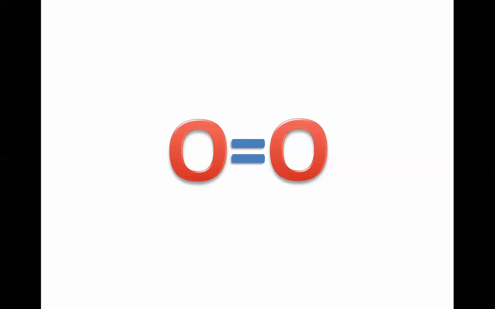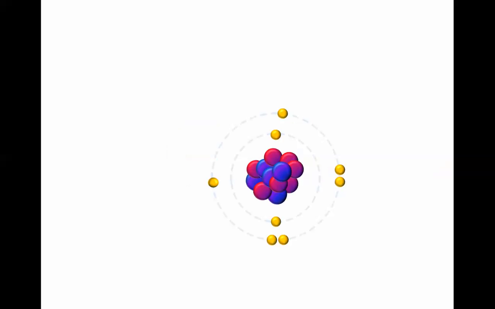We can even, in some situations, share 3 pairs of electrons. That's referred to as a triple bond. Let's go back to an oxygen atom. I've got 1, 2, 3, 4, 5, 6 electrons in the valence shell.